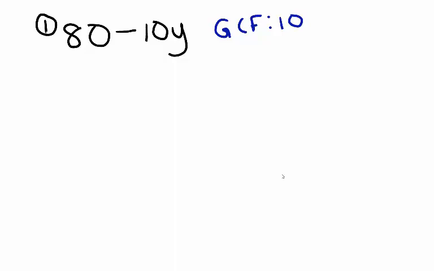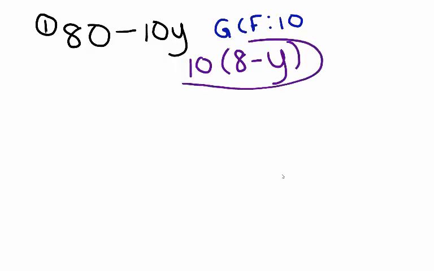So what we'll do is we'll pull a 10 out of the polynomial, which leaves us with 8 minus y. And that's it. We're finished with number 1. We've factored this as much as possible, and we're left with 10 times 8 minus y. Let's look at another example that's a bit more involved.